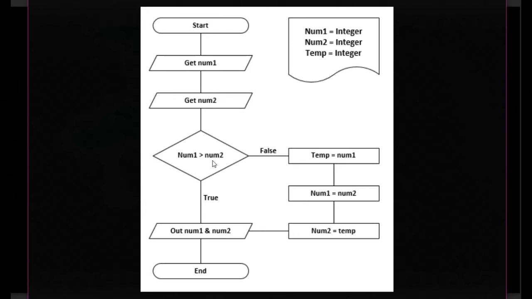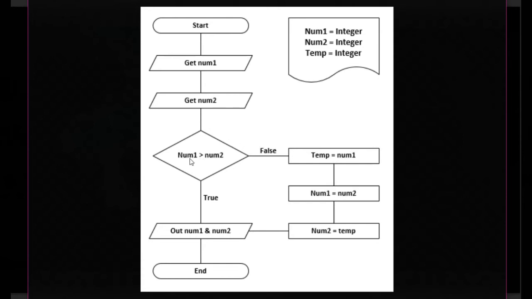Anyway, what's going to happen in this program is it's going to get num1 and assign it to there. It's going to get num2 and assign it to there. So if we have, for example, a 10 and a 5, then it's going to ask, is number 1 greater than number 2? And if number 1 is greater than number 2, then it's going to output to the user num1 is greater than num2.